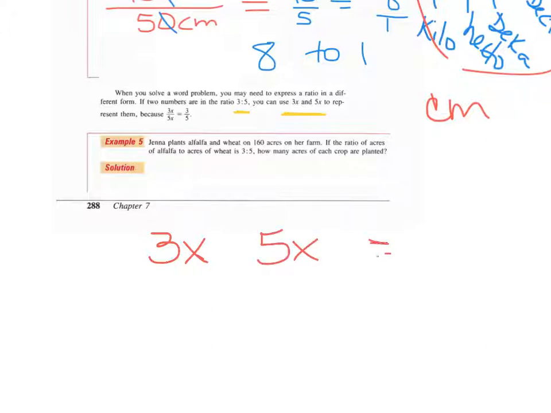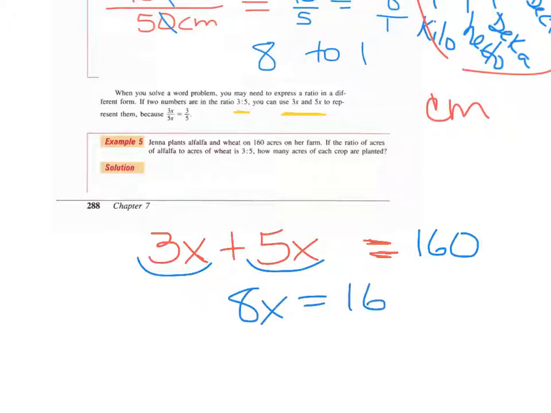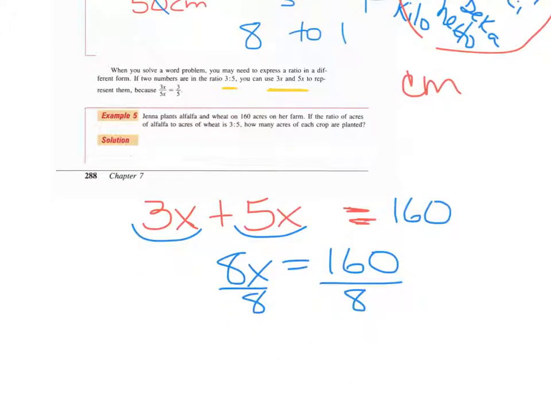And because they want to know how many acres are on each, I know that the crop of the alfalfa plus the crop of the wheat equals 160 acres. So what I'm going to do now is add my like terms and solve by dividing. Now, what I find here is the value of X.